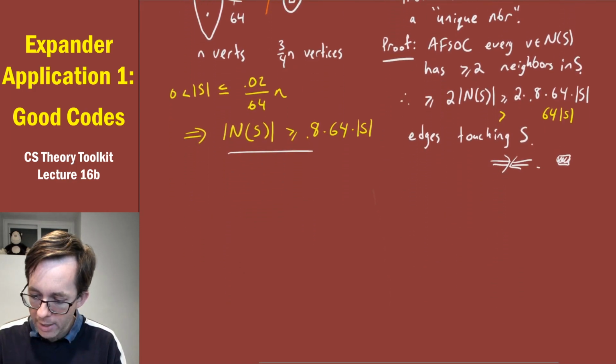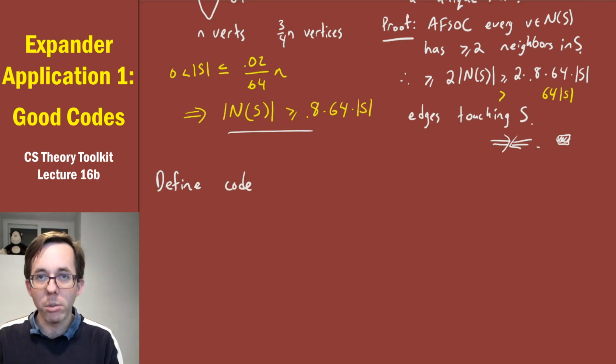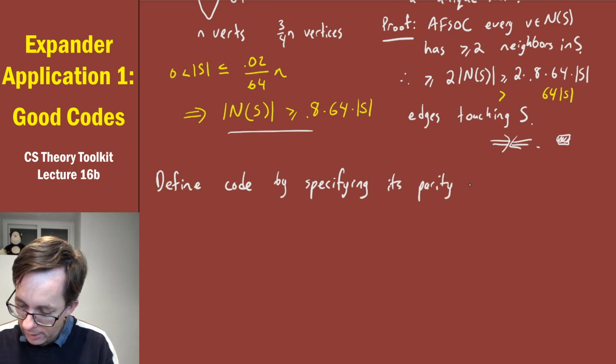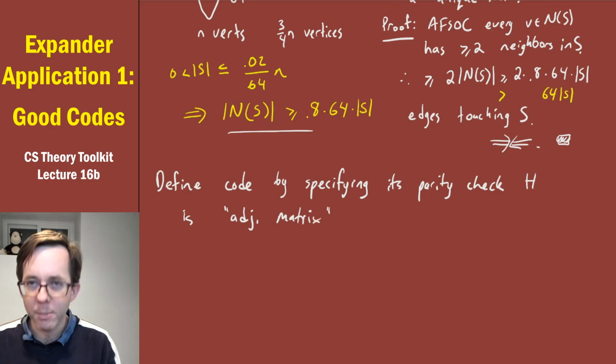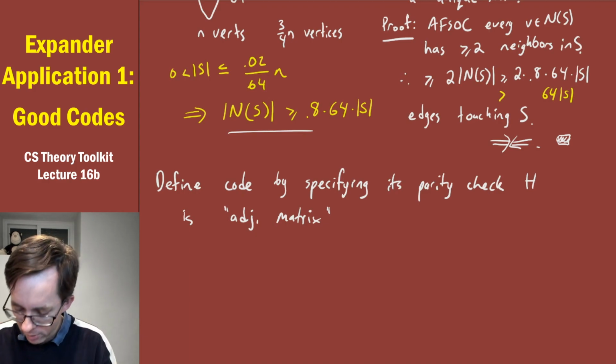And the idea is really quite simple. I'm going to define the code. It's a binary code of block length n by specifying that its parity check matrix, H, is basically the adjacency matrix of the graph. Well, not quite the adjacency matrix. I don't literally mean view the graph as a full graph in the adjacency matrix. I kind of mean the bipartite adjacency matrix. You'll see what I mean in a second.